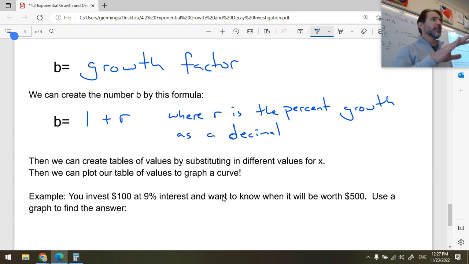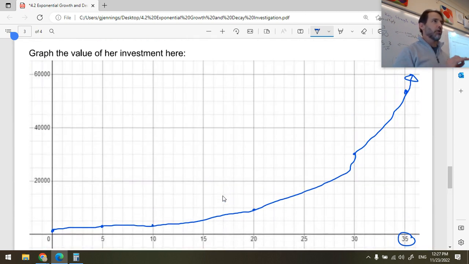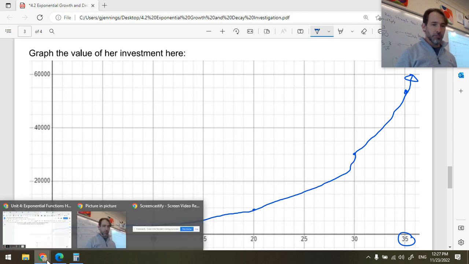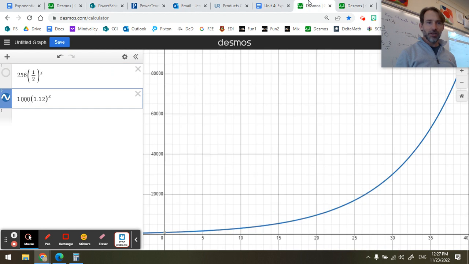Now, many of you will make this mistake of trying this problem here and using 0.12 as your growth factor, and you'll say, why is it shrinking instead of growing? Because you forgot to add 1. It's probably the most common place where I see students making an error. Let's take a look in Desmos at what that error looks like.